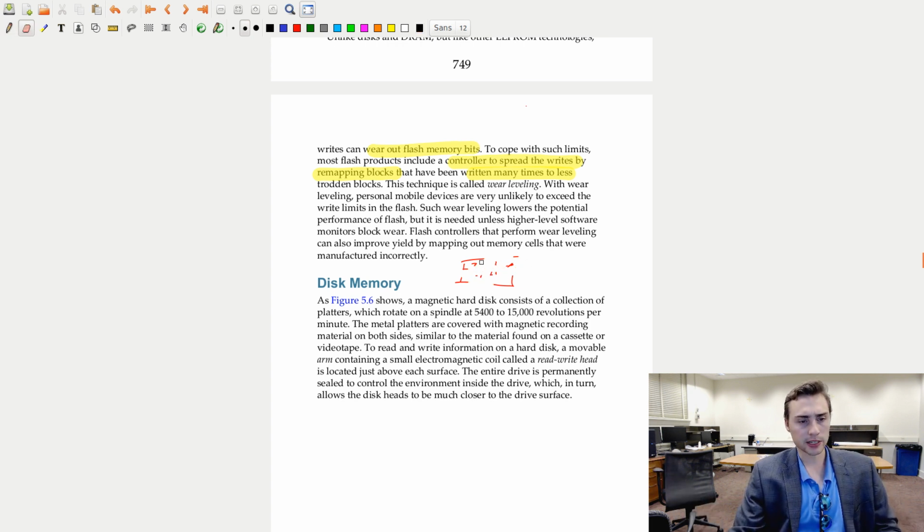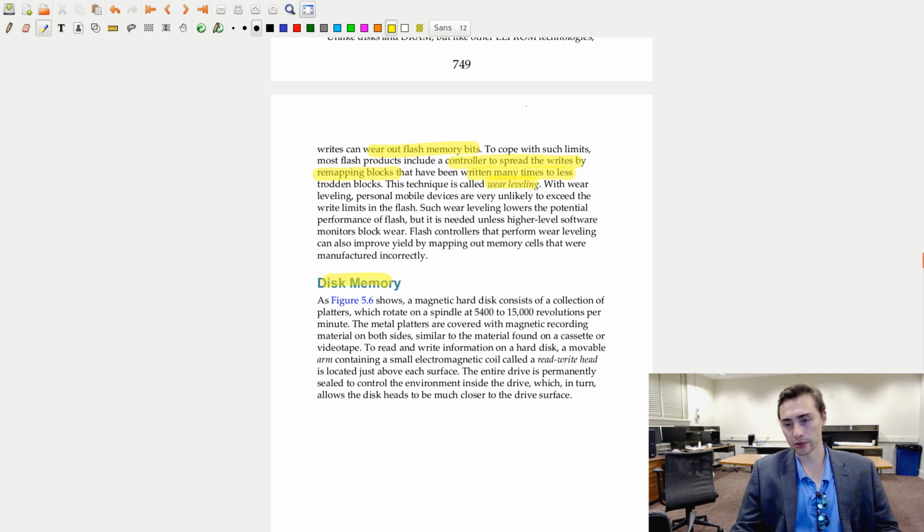And this matters even more with things like garbage collection. When we have to start moving data around inside the memory, it matters even more that we have plenty of cells to work with. So this is called wear leveling. And then we get to the most boring thing.